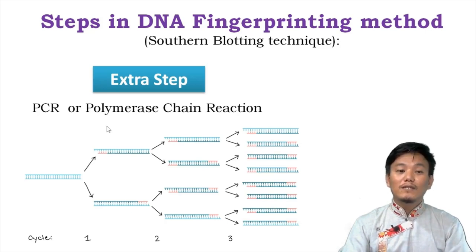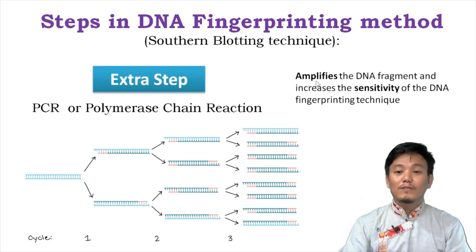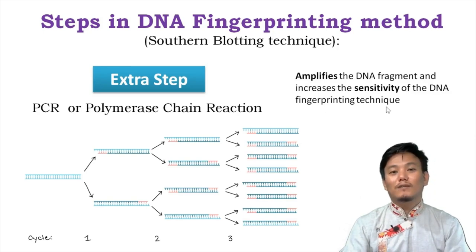What happens when the DNA number is amplified? PCR amplifies the DNA fragment and increases the sensitivity of the DNA fingerprinting method. So it becomes more reliable, and the DNA fingerprint becomes more visible. So these are the steps in the DNA fingerprinting method.